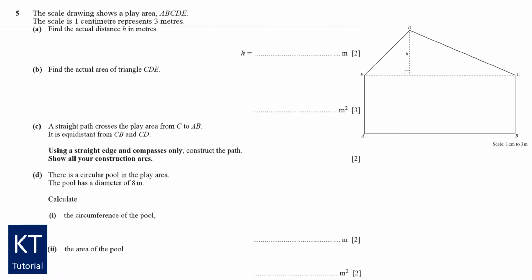Question 5. The scale drawing shows the play area ABCDE. The scale is 1 centimeter, representing 3 meters. Find the actual distance h in meters. Here, h is 3 times what is measured. Next, find the actual area of the triangle CDE. Here, we'll measure the distance L, scale it appropriately, and use the formula for the area of the triangle to arrive at the solution.